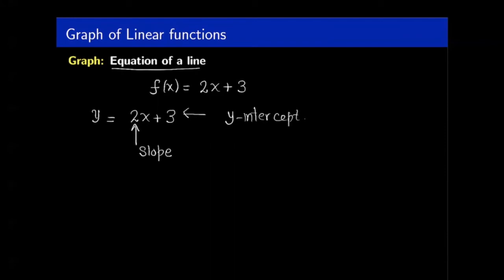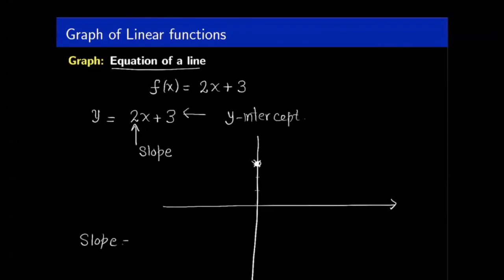Now to plot the graph of this function, all we need to do is first plot the y-intercept. This is 1 unit, this is 2 units, this is 3 units. Let's suppose this is 3, so I will mark this one. And then I have a slope. The slope of the function is always read as rise over run. Here the slope is 2, so I will read it as 2 over 1 as a fraction.